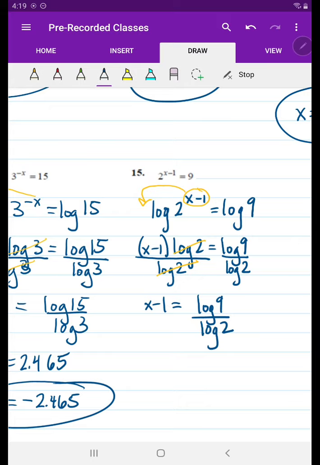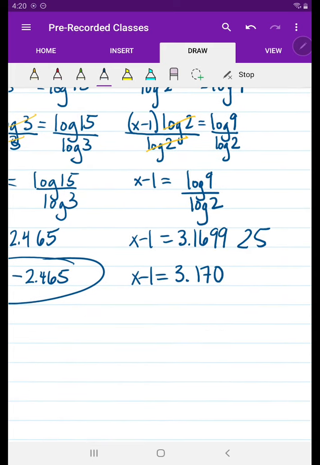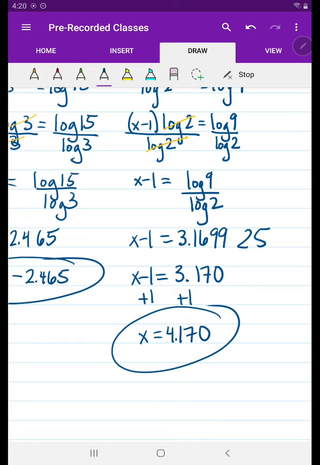And so let's see. We'll go ahead and simplify that first, and then we'll add the 1. So if I punch that log 9 over log 2 into my calculator, I'll have log 9, close the parentheses, divided by log 2, close the parentheses. So we're going to get 3.169925. So we really only want 3 decimal places. So we're going to round this to x minus 1 is 3.170, right? And we want x, not x minus 1. So we'll add 1 to both sides. So x is going to be 4.170. So that's our answer, and we're all done.